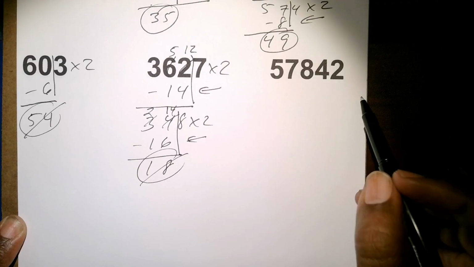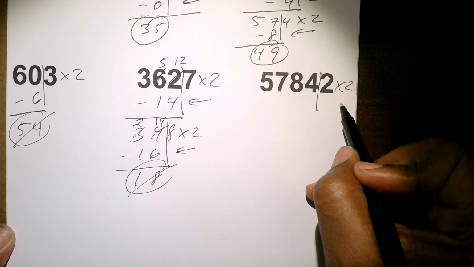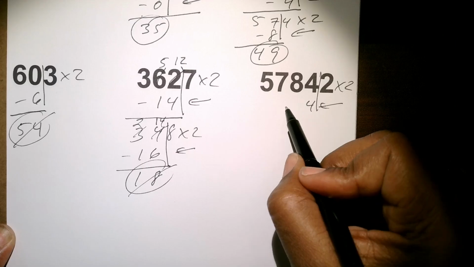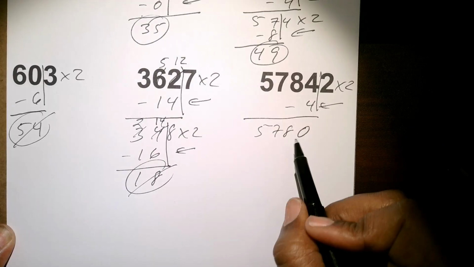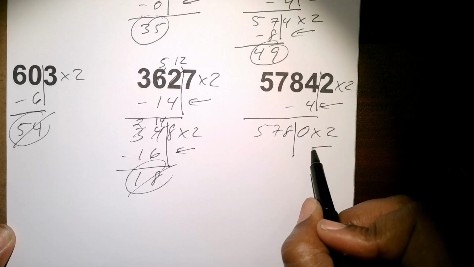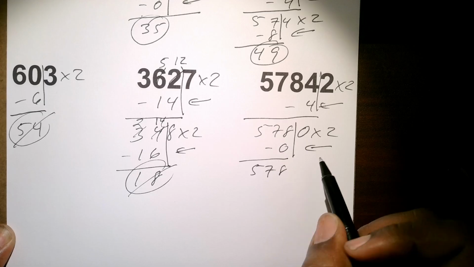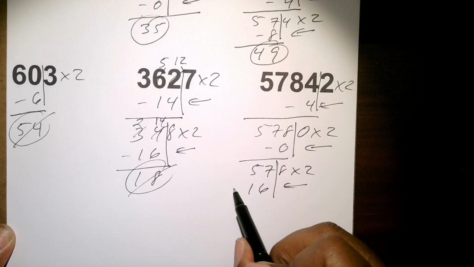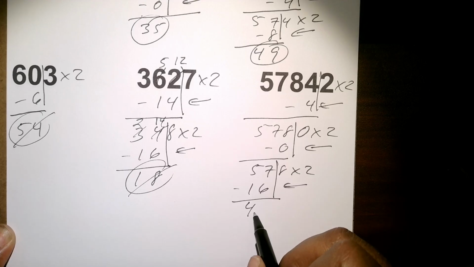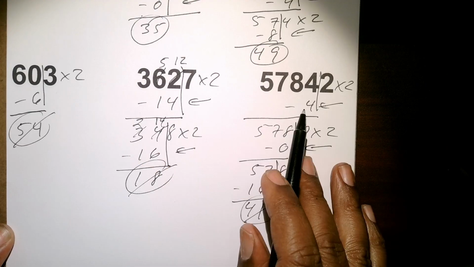Okay, last one. Let's take the 2 here, multiply by 2, we get 4, so put the 4 there. Subtract, and we get 5780. Split the 0 times 2, put the answer here, 0, subtract, and we get 578. Okay, split this, multiply by 2, the answer here, we get 16, subtract, and we get 41. And 41 is not in the 7 timetables. So these 3 numbers are not divisible by 7.